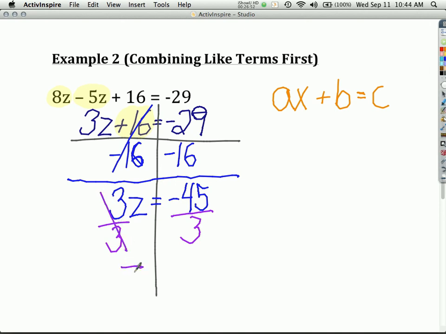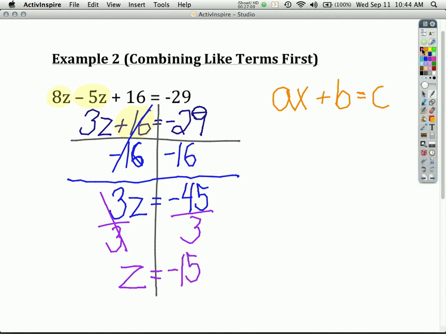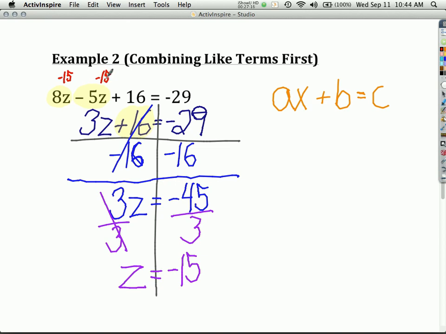I get z isolated. And now I just have to do -45 divided by 3. What do we get? Alyssa? -15. Before I pat myself on the back, I'm going to do a mental check. So I'm going to put the -15 here and the -15 here. It's a little bit harder, but I can still do it.